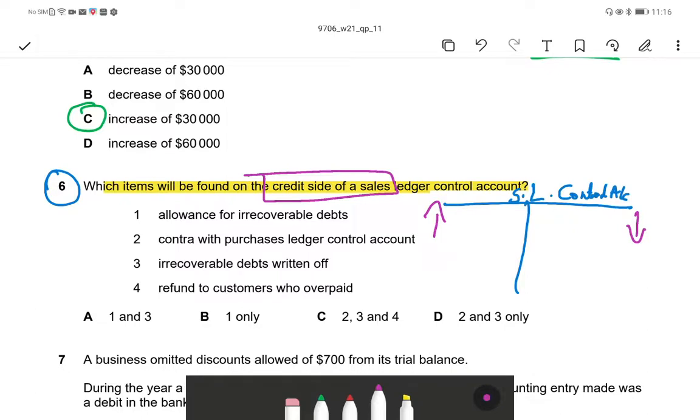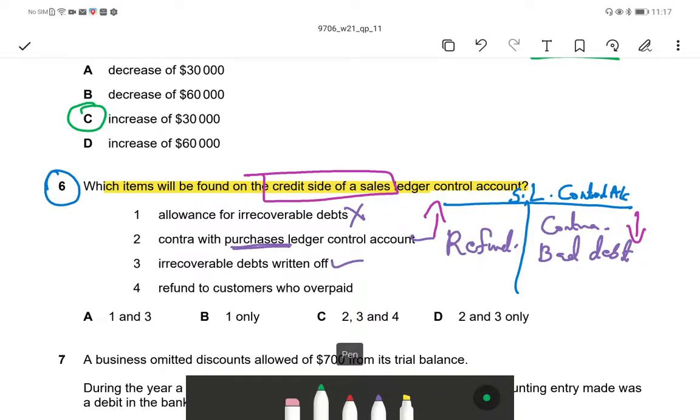Allowance for recoverable debts. Allowance for recoverable debts means that is the provision, and it is never entered in the sales ledger control account. Contra with purchase ledger. Contra with purchase ledger means the same as payment. We are adjusting the money against their purchases. So the contra will come on the credit side. Irrecoverable debt or bad debt. When any debtor fails to pay the money, that also comes on the credit side, bad debt. Refund to customers who paid will always come on the debit side. So our question is what is on the credit side. Credit side: contra entry and bad debt. So 2 and 3. Correct answer is option D.